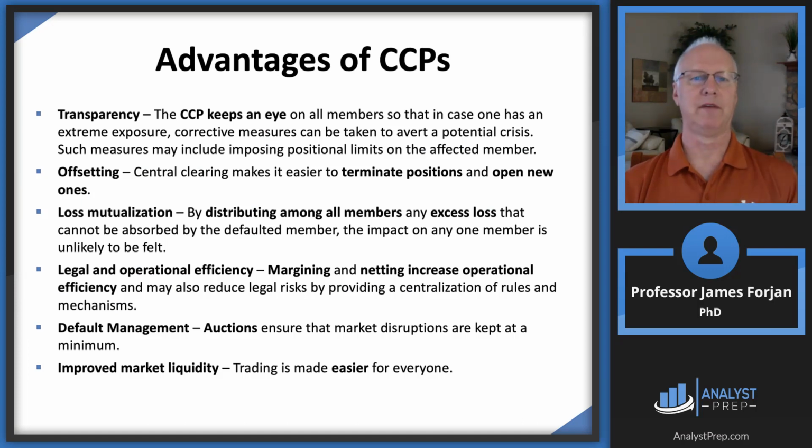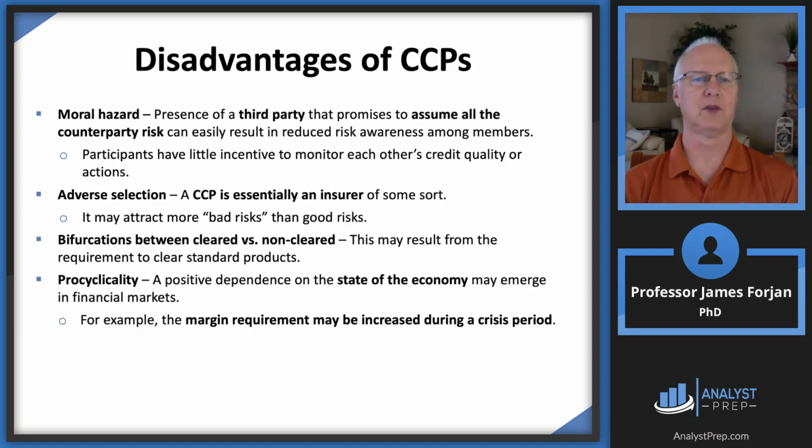So here's a summary of advantages and, yes, disadvantages. Transparency, offsetting, loss mutualization, efficiency, et cetera. Those should make perfect sense. Some disadvantages are ones that we've talked about regularly throughout many of these chapters: moral hazard and adverse selection. With adverse selection, you're always worried about somebody knowing more than you do. And with moral hazard, you're always worried about somebody behaving in a way that you didn't think they were going to behave.